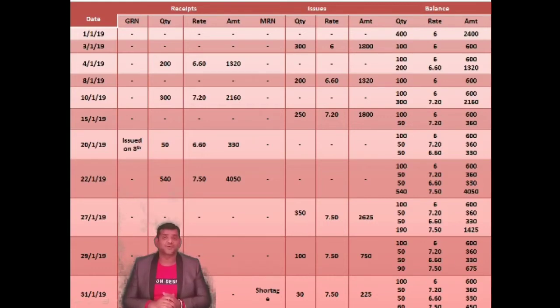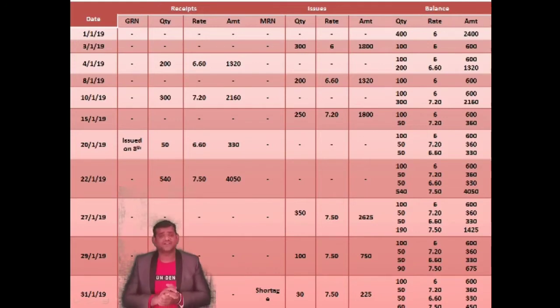Then go to the balance column. What was the total number of units given as opening stock? That is 400 units at rupees 6 each. So 400 into 6 comes to 2400 rupees. It is the opening balance which has been given in the problem.